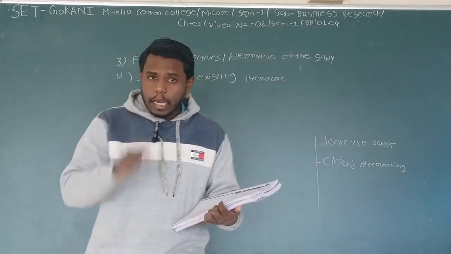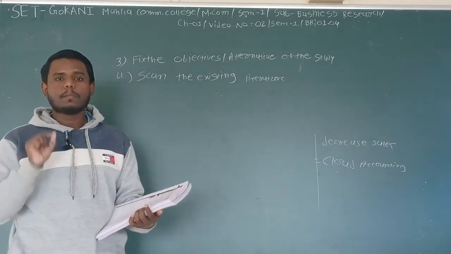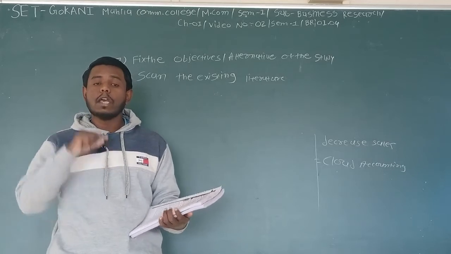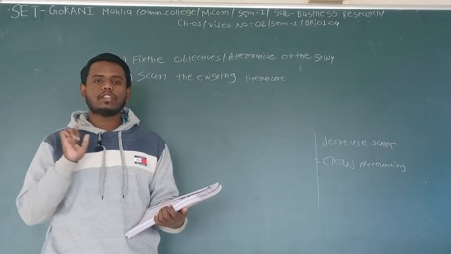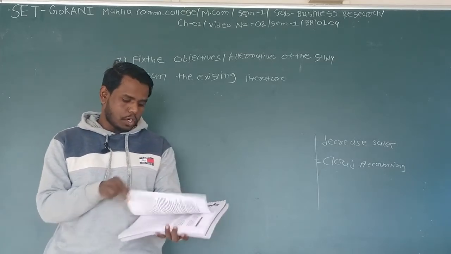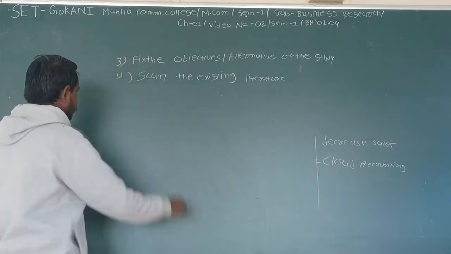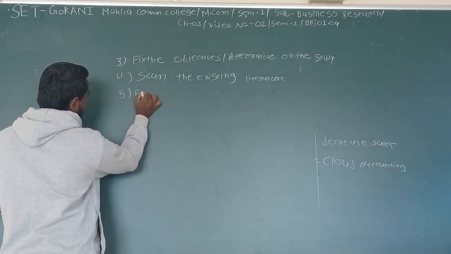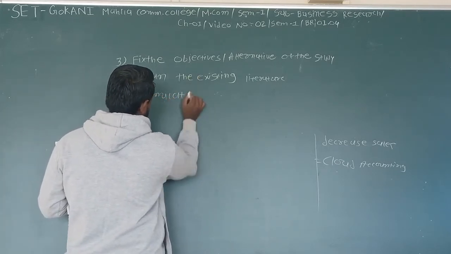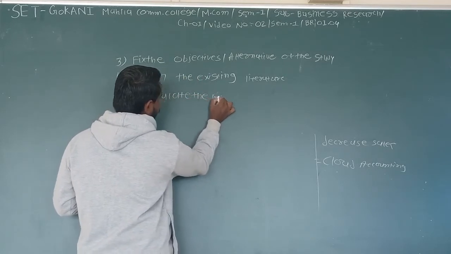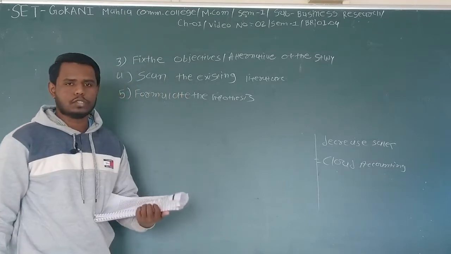I can get that data from the number of sources available in the market. That could be published, that could be not published, that could be on the internet. From the number of sources available, I can get the data. The second step is the review of literature. After that, formulate the hypothesis. First of all, what is a hypothesis?